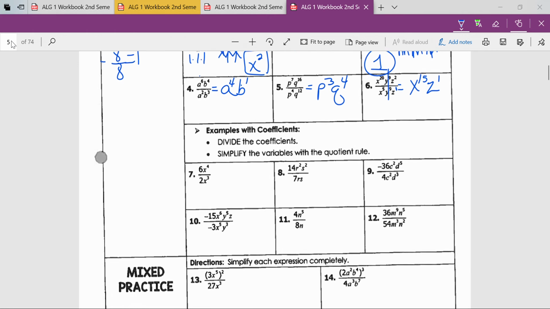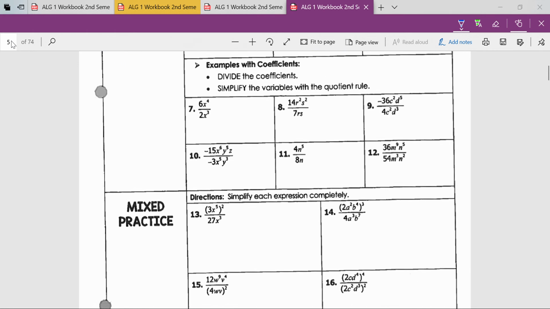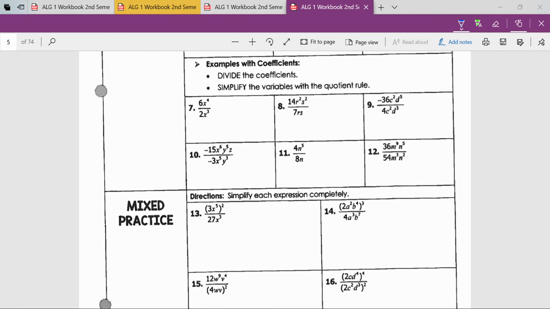Okay. Now the rule is to subtract the exponents, but only the exponents. 6 and 2 on number 7 here. These are regular numbers, so they divide normally. It's 3, and x to the 1, or just don't put it. Or just 3x. Number 8: 14 divided by 7, R to the 1 and S to the 1. And if you want, you could just leave it 2RS.